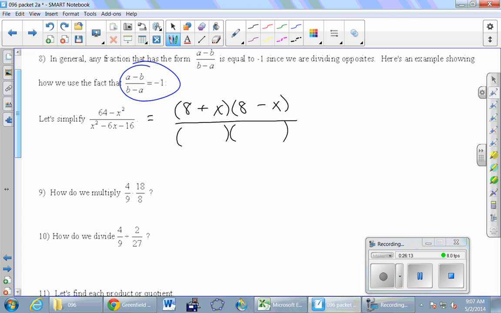Okay, downstairs, a little bit tougher. Start by putting x's in the front. Two numbers whose product is negative 16. The sum is negative 6. There aren't that many choices. 4, negative 4, 8, negative 2, negative 8, positive 2, and that's the winner right there, right? Product is negative 16. Sum is negative 6, so we just take them and throw them into our parentheses.